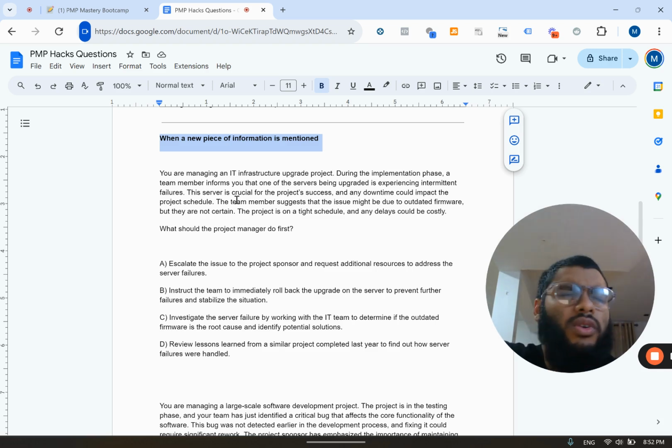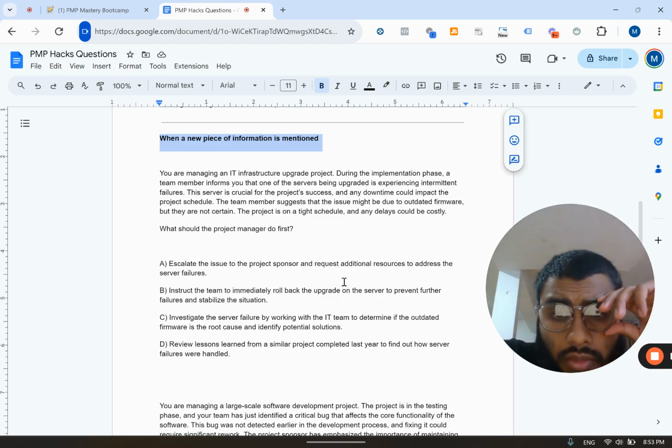Right. Anytime they mention first, you highlight it. Okay, first, principle number 1. That should click in your brain right away. Escalate the issue. We never go to the project sponsor and escalate issues. We don't do that. This is a style the PMP likes to mention a lot. Escalate the issue to the project sponsor. We don't do that, especially not immediately, not first. Instruct the team to immediately roll back the upgrade on the server to prevent further failures and stabilize the situation.